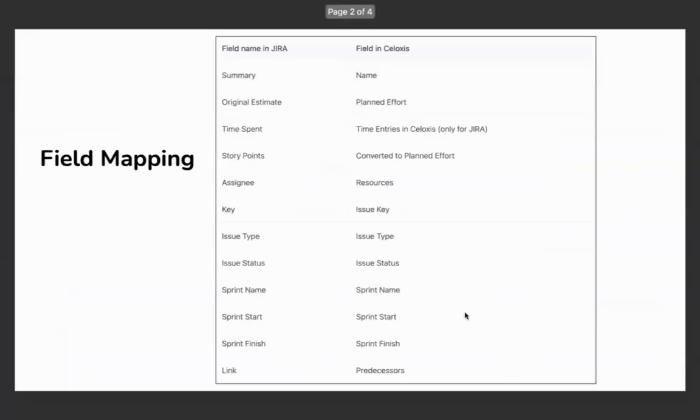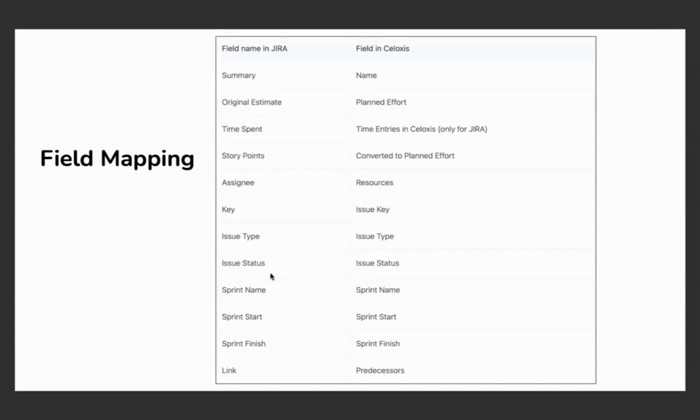The information that is fetched with this integration includes the name, original estimate, time spent, story points, depending on what you have mapped. Assignee, the key so that we understand the unique task and map them to the issues in Jira. Your issue type, which includes your story, epics, tasks, bugs, and so on.